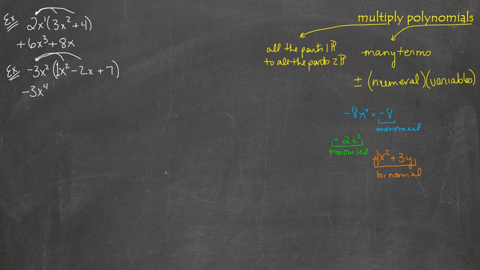Then I'm going to multiply the first part to the second part. A negative and a negative is a positive. 3 times 2 is 6. And now count up my variables. I have 2, 3.